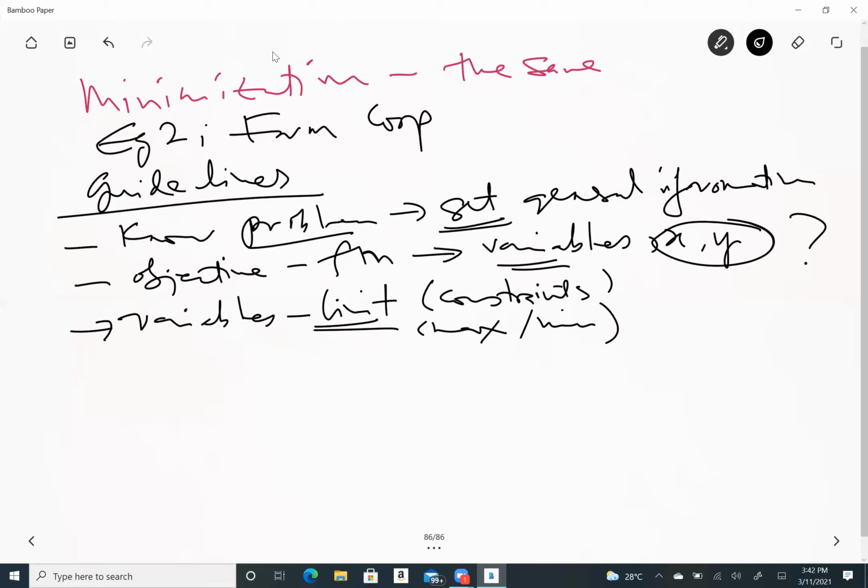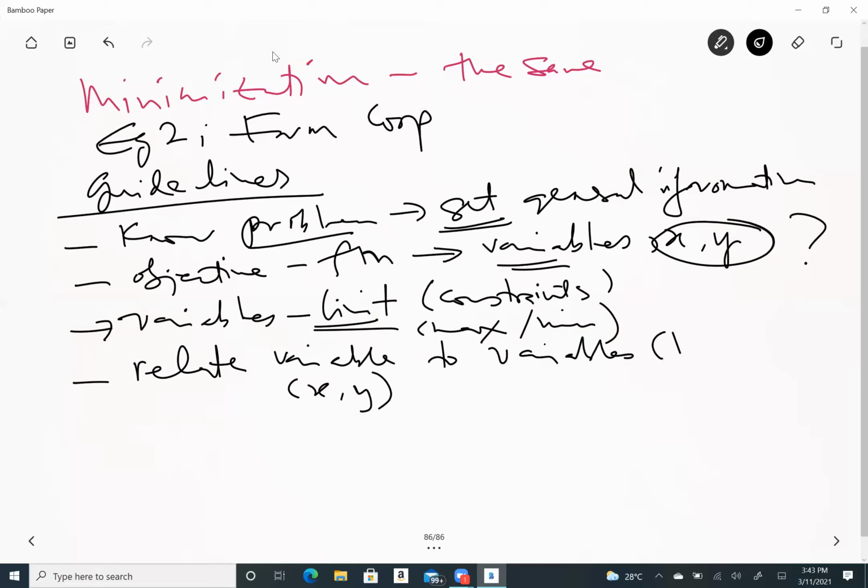So once you have that thing, you're going to relate the variables, which is X and Y, to the variables with the limit of the constraint. Okay, with this one. So how do you relate? We make a table. So from here, you will get the inequalities.